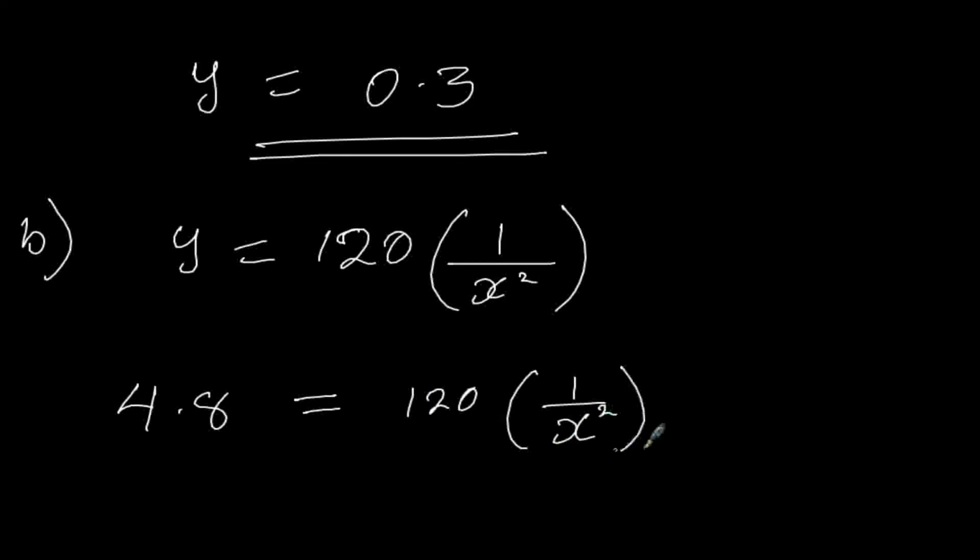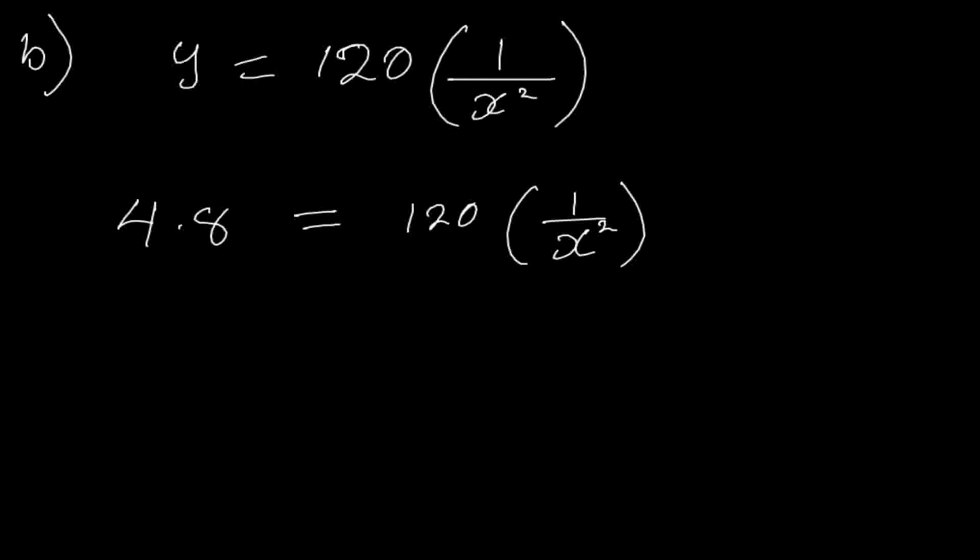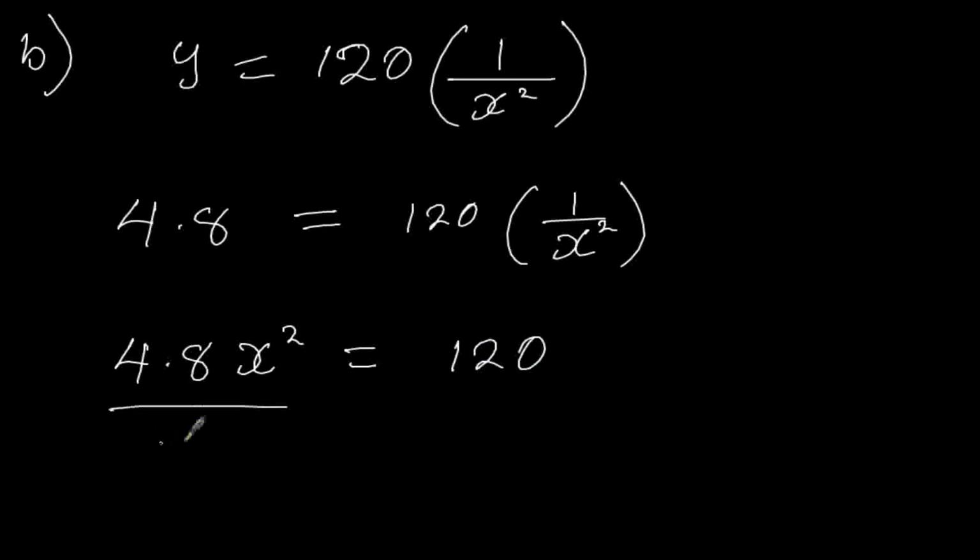So remember we want to find the value of x. So from this step, I can multiply both sides by x squared. And if I multiply both sides by x squared, I'll get 4.8 x squared is equal to 120. Then I divide both sides by 4.8.